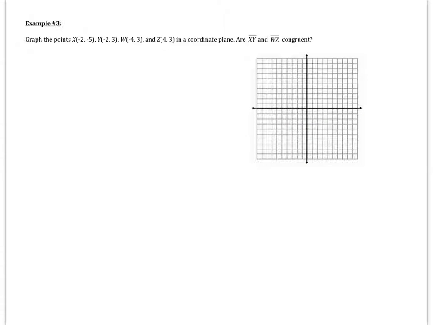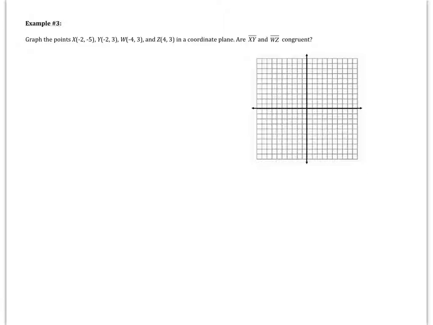So let's take a look at example number 3. It says graph the points X(-2, -5), Y(-2, 3), W(-4, 3), and Z(4, 3) in a coordinate plane. Are segments XY and WZ congruent? So let's first get to work at graphing these points.